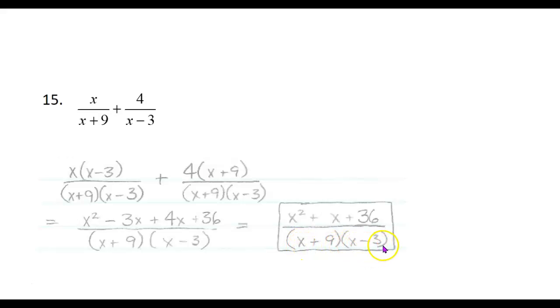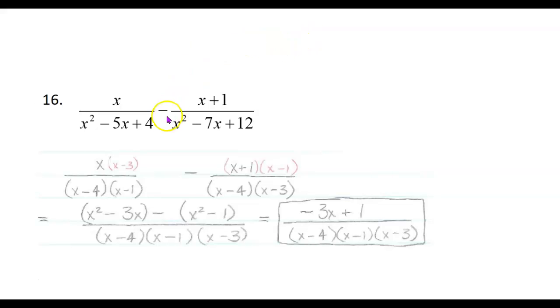Now, if you wanted to multiply that back together on the bottom, you could. You could write it as x squared plus 6x minus 27 on the bottom, or you could just leave it in factored form. And the numerator cannot be factored, so there's nothing more to do with that.